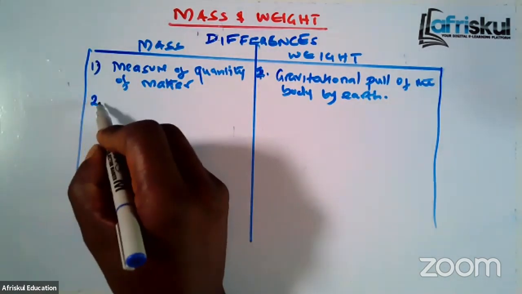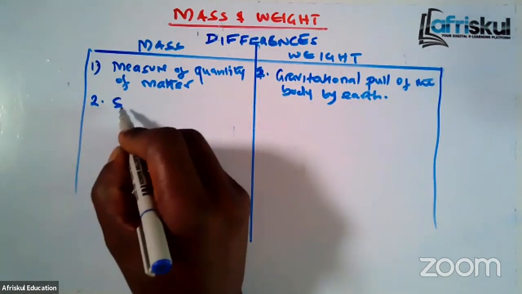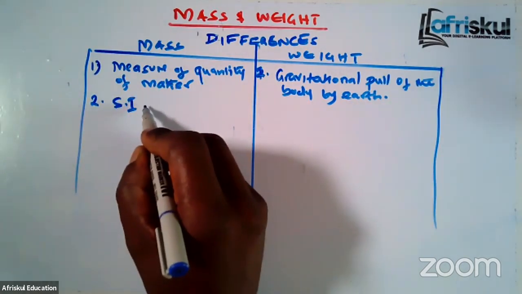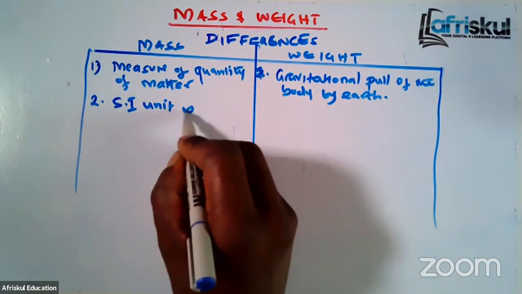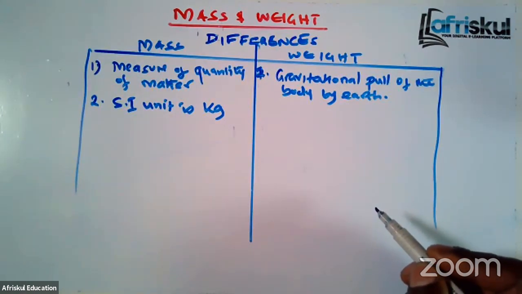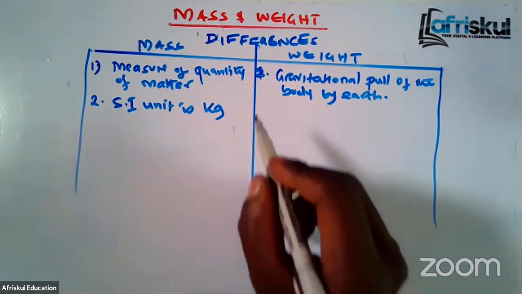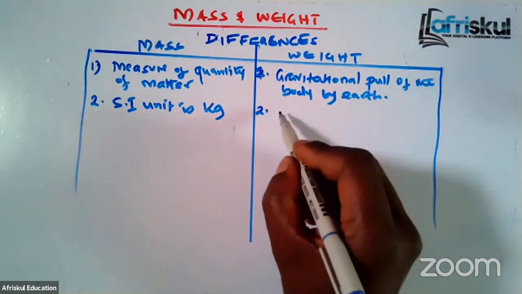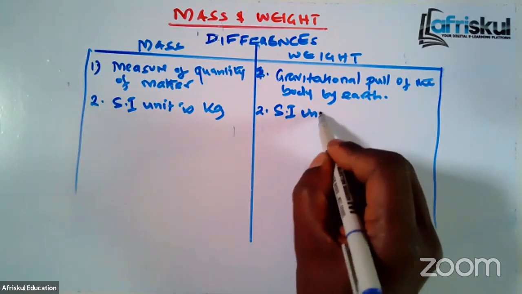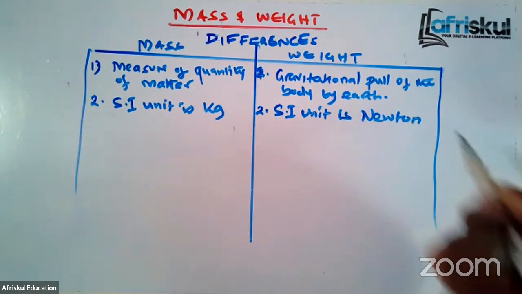Difference number 2 has to do with the units, the SI units. So for mass, the SI unit is kilogram. We use kilograms as an SI unit. SI means System International, or the internationally recognized standard unit. Now for mass it is kilogram, but for weight, the SI unit is the Newton, or N in short.